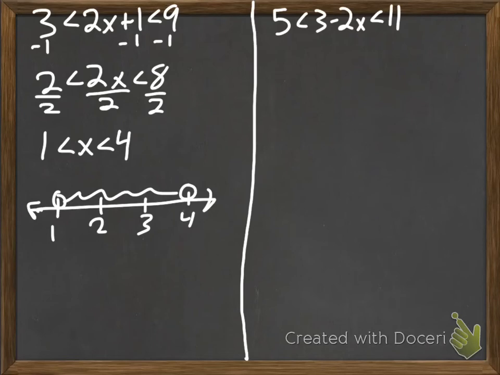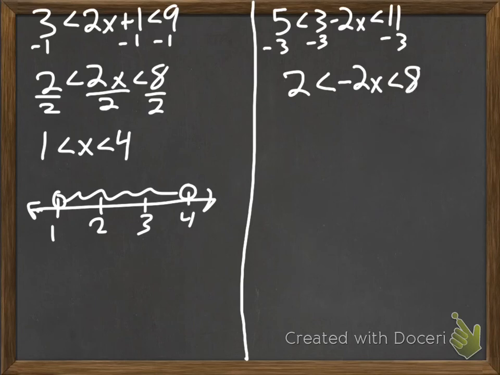Now, it gets interesting as we get over here on the right. Let's just start solving it like normal. We have this 3 that we need to move, so we're going to subtract 3. So we get 2 is less than -2x, which is less than 8. Now we have a -2 to get rid of, so we're going to divide by -2. But what happens when we multiply or divide by a negative? Our signs are going to flip. Our symbols are going to flip, our inequalities.